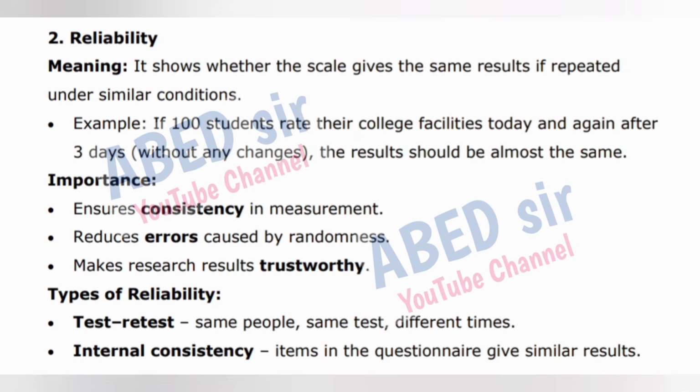2. Reliability. Meaning, it shows whether the scale gives the same results if repeated under similar conditions. Example, if 100 students rate their college facilities today and again after 3 days, without any changes, the results should be almost the same. Importance. Ensures consistency in measurement. Reduces errors caused by randomness. Makes research results trustworthy. Types of reliability.